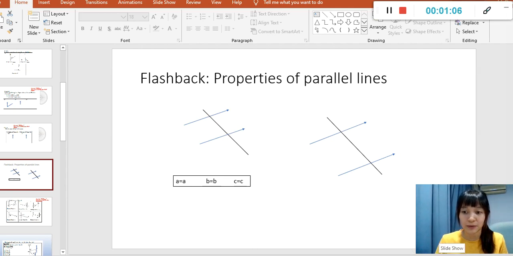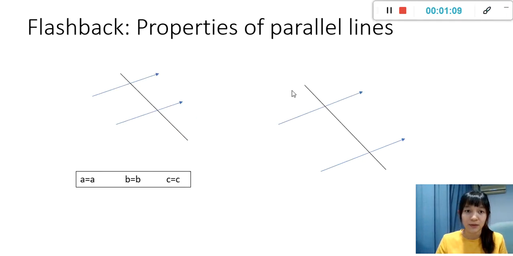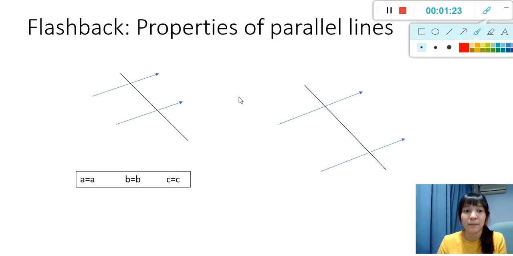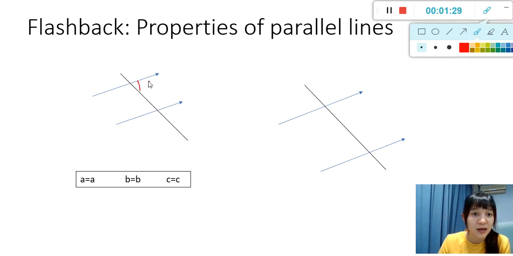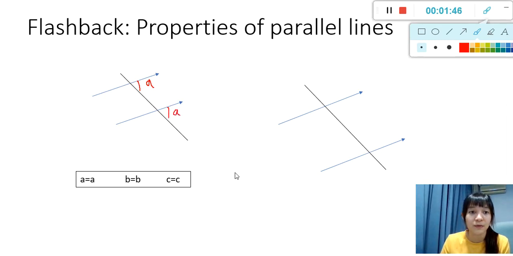Properties of parallel lines. Remember what parallel lines are? Parallel lines are two lines that are parallel to each other. So when I have another line intersect both lines, there are some properties that you have to know here. First of all, if let's say I label this as A, which angle is also A? See the two parallel lines, and then I cut using another line, meaning this angle here is also equal to this angle here.